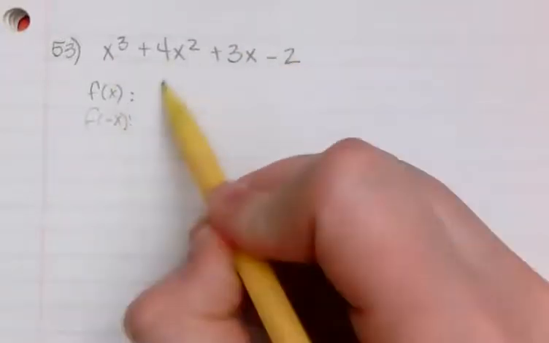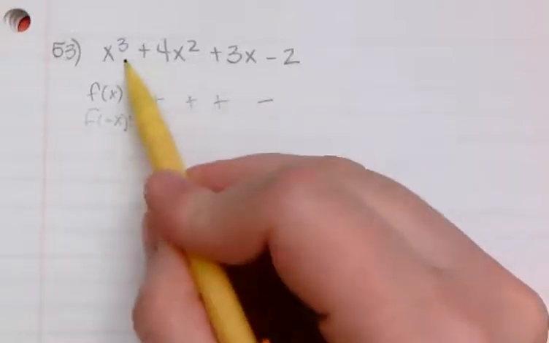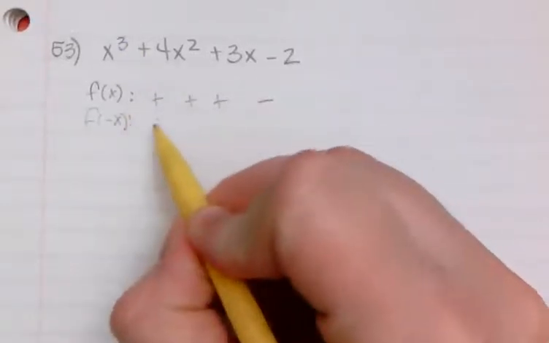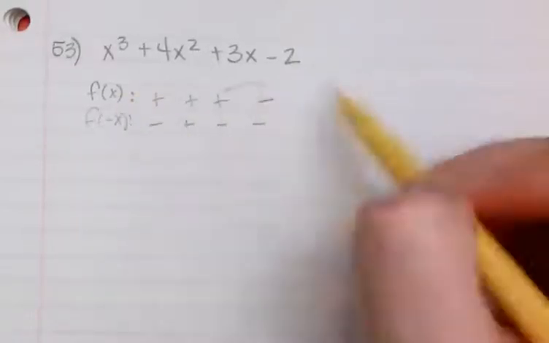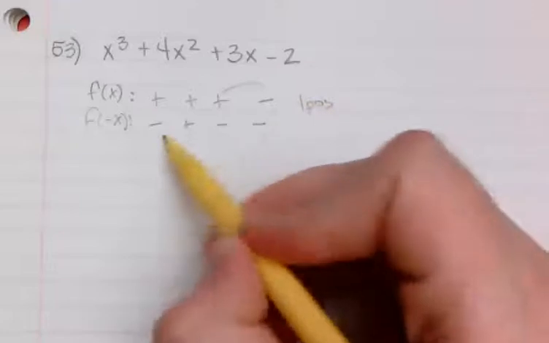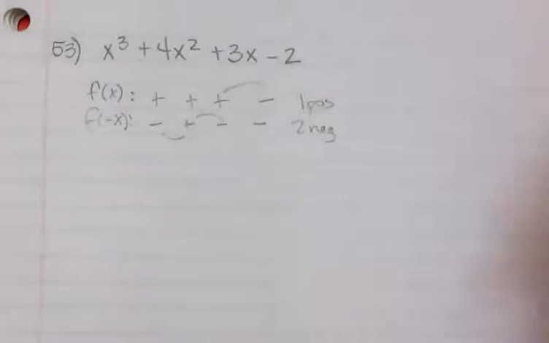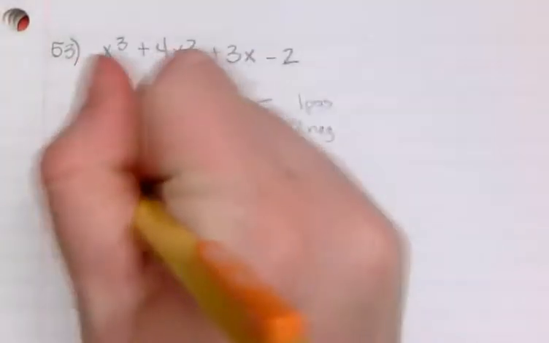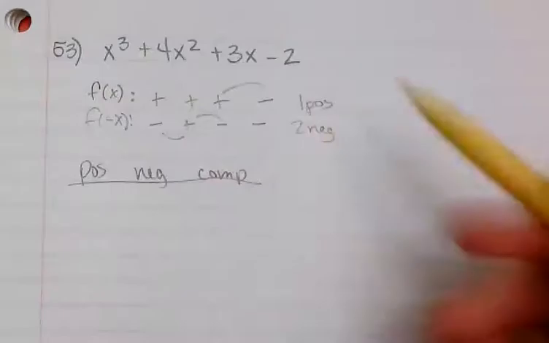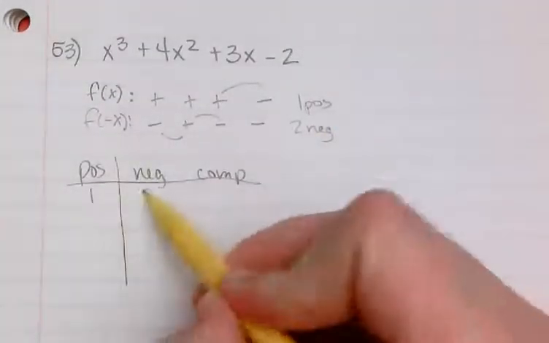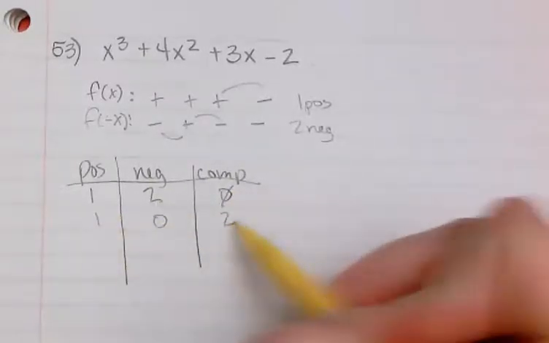So signs, going straight as is: plus, plus, plus, minus. For f of negative x, if it's an odd degree, I change my sign. So negative, plus, negative, negative. So I have one positive, and 2 negative. So from here I make a chart. My chart is going to be positive, negative, complex. And so I have one positive at all times, 2 negative, and then I could have the possibility of complex because of these 2 negative. So I could go 1, 0, and 2 as well.